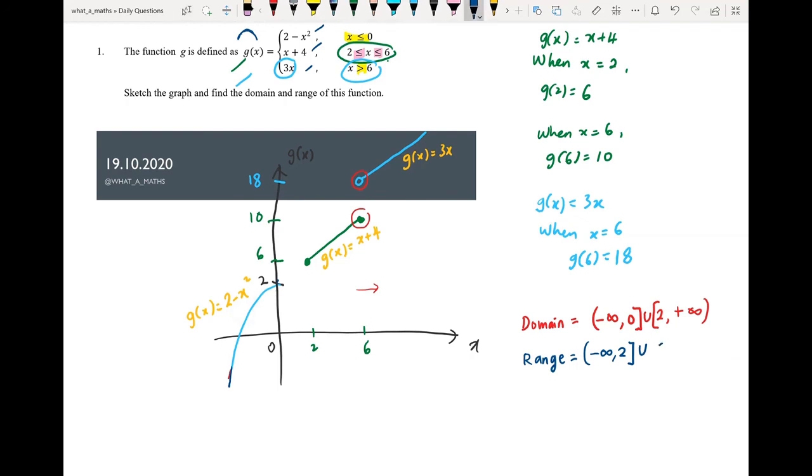But then at 6, it will continue to go up until 10. So both sides are square brackets because the dots are shaded. And lastly, as we continue to go up, it will start at 18 and then continue to increase towards positive infinity. So at 18, my bracket is open because my dot is not shaded. Okay, so that's the answer for domain and range.